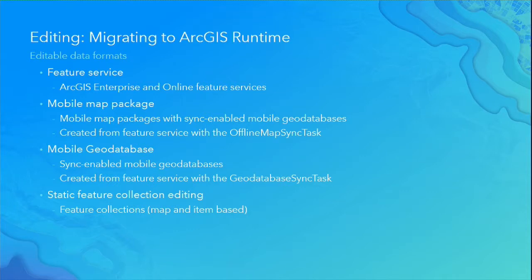You can create a mobile geodatabase directly from a sync-enabled feature service, and there's a geodatabase sync task within the API to allow you to do that. There are also feature collections, which is that static content within the web map or the portal item.